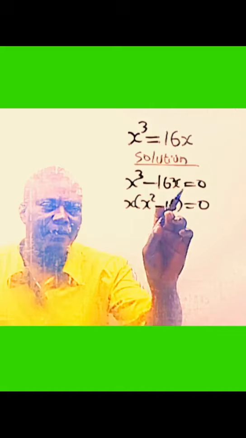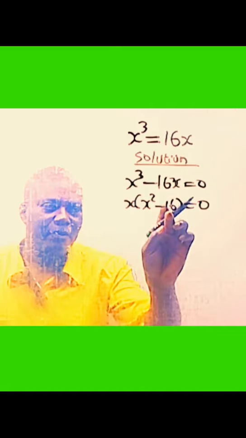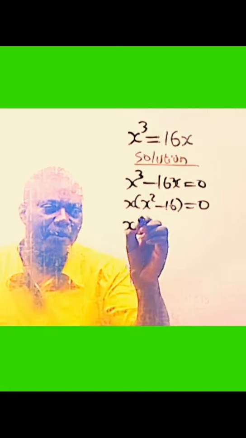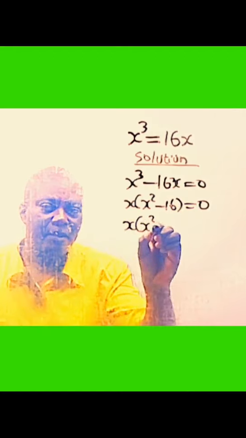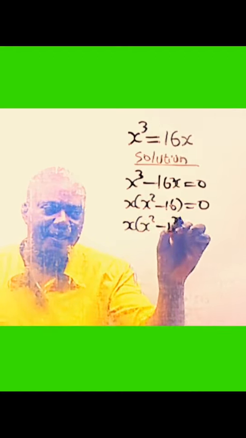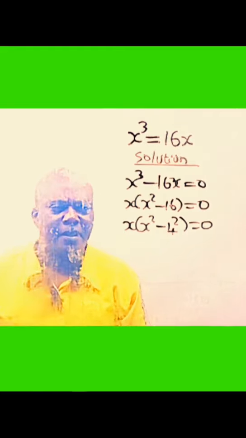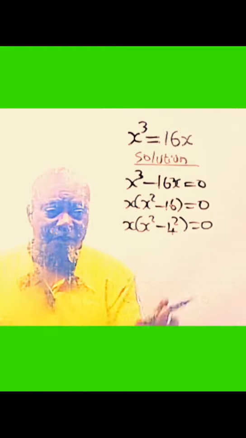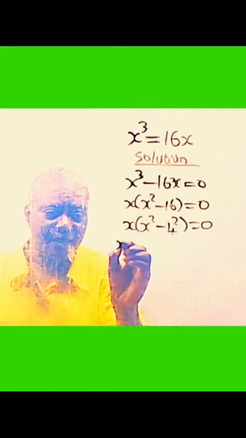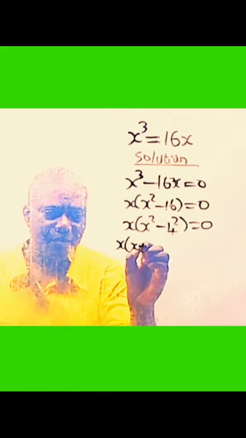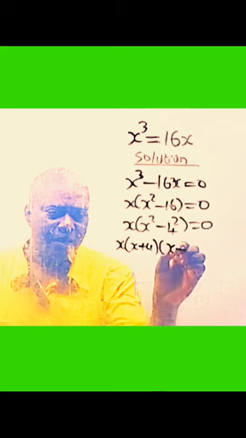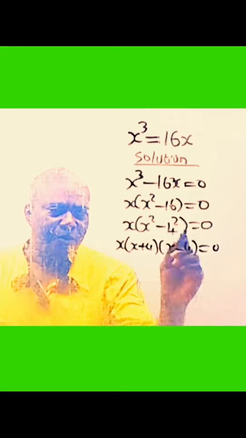And you can write this one to the power of 2. That means here, x into x squared minus 4 squared equals 0. So we're going to apply the properties of the difference of two squares. That means here you can write it as x into x plus 4, x minus 4, all equals 0.